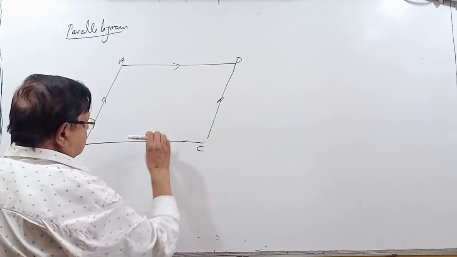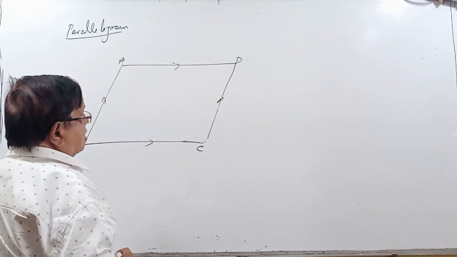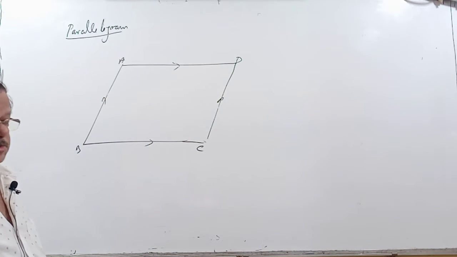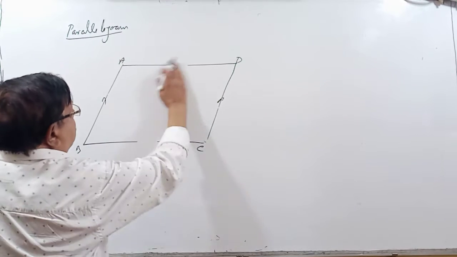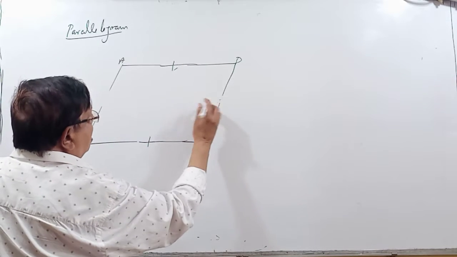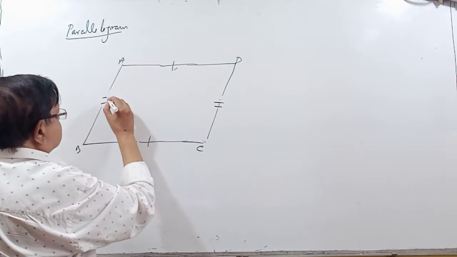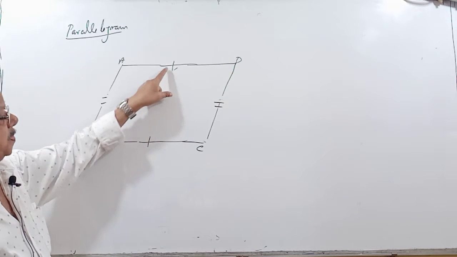This is parallel to this. This is parallel to this. In a parallelogram, opposite sides are congruent. This is congruent to this, and this is congruent to this. Properties of the parallelogram. One is that opposite sides are congruent.